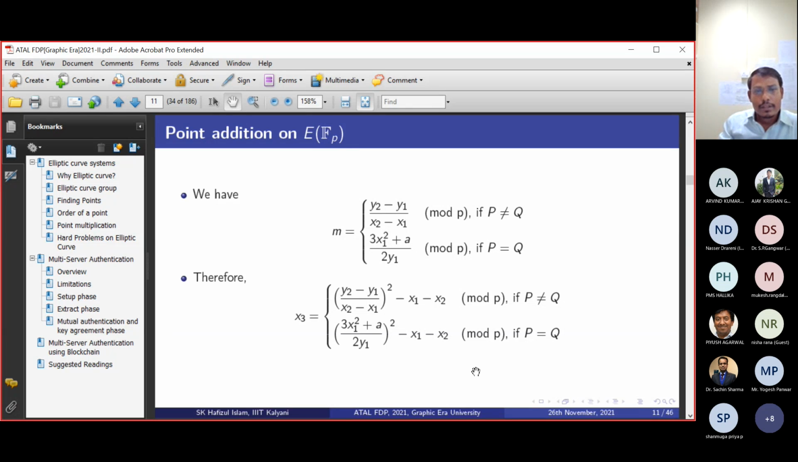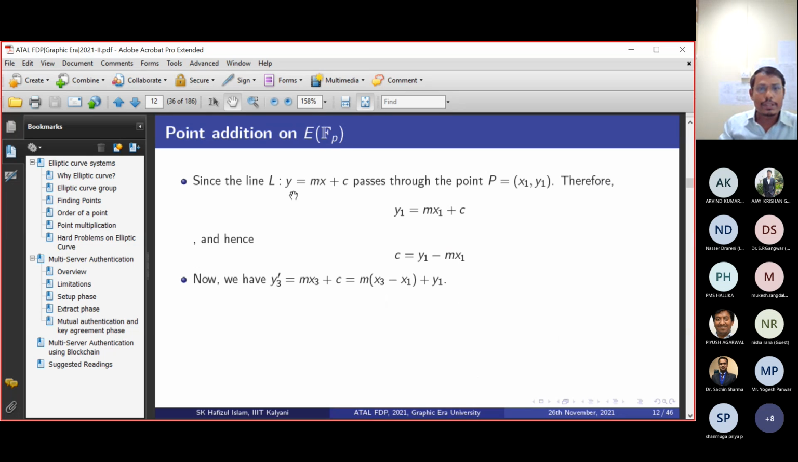Okay. So now what we have to find? We have to find the y3 point. Because here you see this line passes through the point P, so you can satisfy it. So we write y1 equal to m x1 plus c. We know what is y1 and what is x1, so we can compute the constant c as y1 minus m x1. Now what is the value of y3 prime? It is m x3 plus c, and you write the value of c here. So you are getting y3 prime equal to this. If you know y3 prime, then y3 will be the negative of y3 prime.